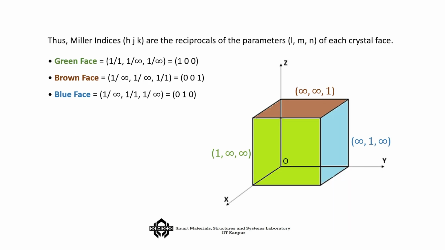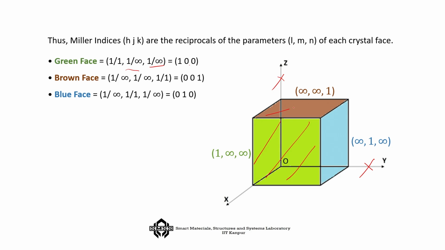Now, Miller indices h, k, l are reciprocals of the parameters of each crystal plane. So, for example, think of this green crystal plane. So, this will be what? 1 over 1, the intercept is 1, and in one direction it is intercepting, but this plane is not intercepting with z, not intercepting with y. So, it is an infinite distance interception. So, it will be 1 over infinity, 1 over infinity. So, that means it will become what? 1 0 0. So, this plane is 1 0 0.